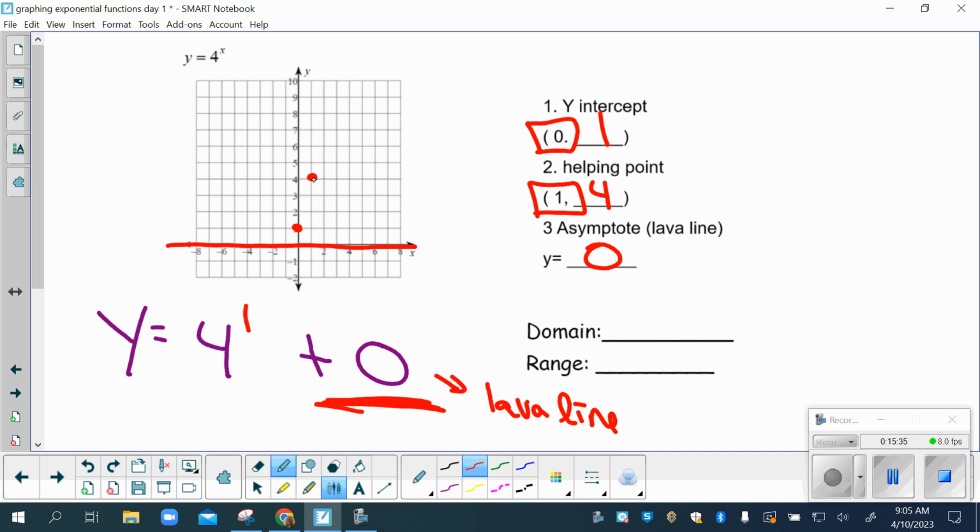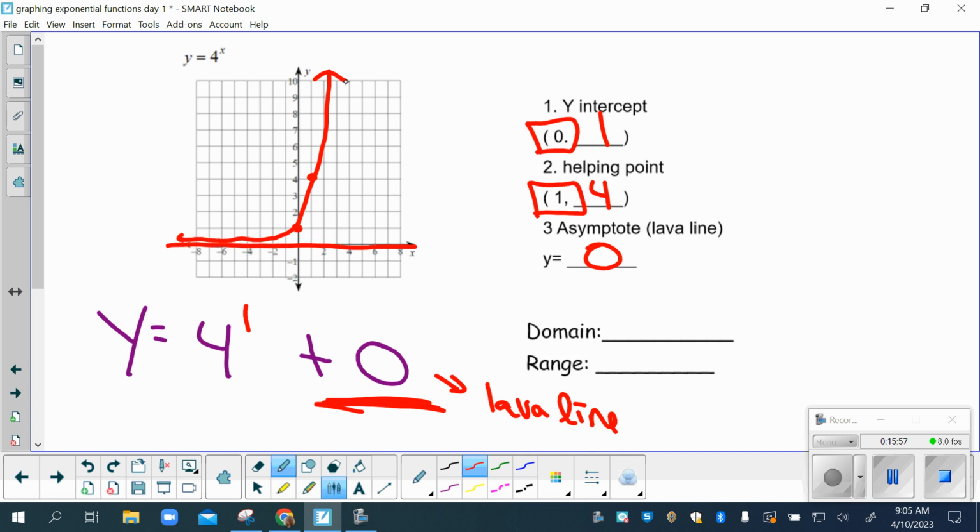And the shape looks like this. He's getting bigger and bigger and bigger, but right here, he starts heading to the lava line, but I'm not allowed to touch it. Does that make sense? And look how easy that is. No points to plug in, and you've got a pretty awesome graph. Let's figure out the domain and range.